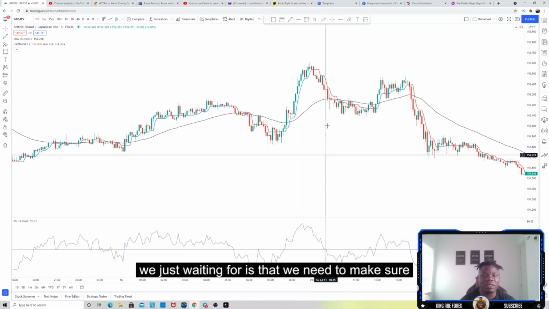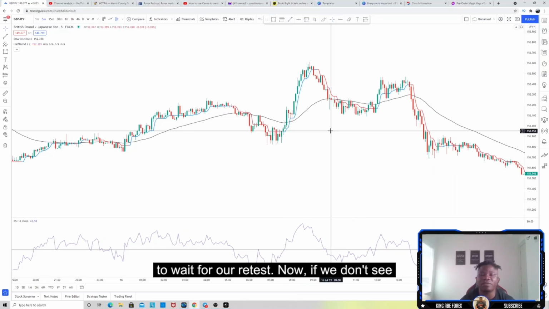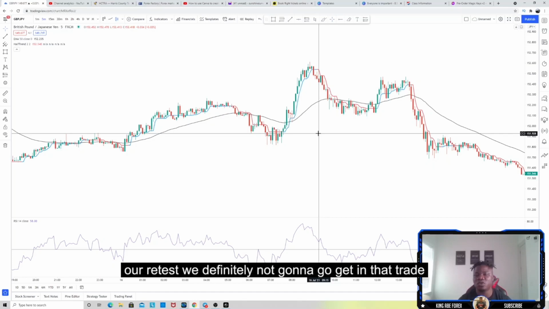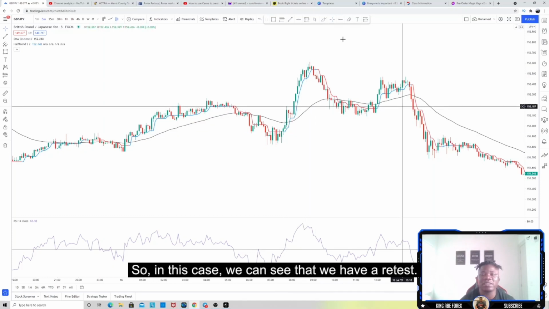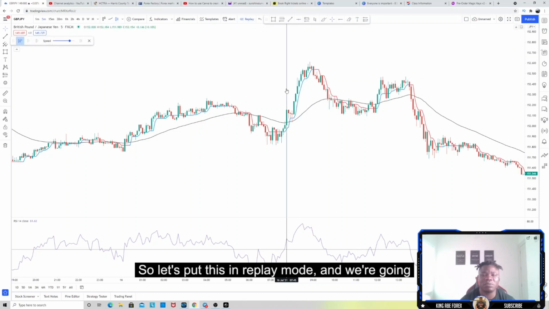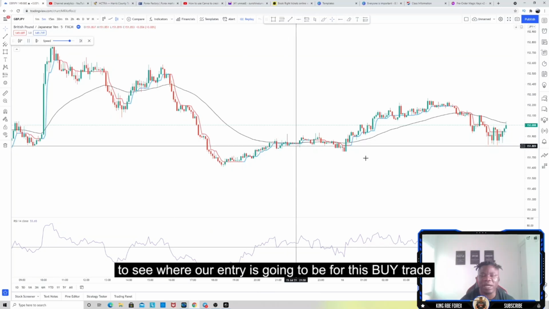Now what we're just waiting for is to make sure that the RSI is above the 50 line, and we need to wait for our retest. If we don't see our retest, we're definitely not going to get in that trade, and we're going to look for another trade setup. In this case, we can see that we have a retest. So let's put this in replay mode, and we're going to see where our entry is going to be for this buy trade.